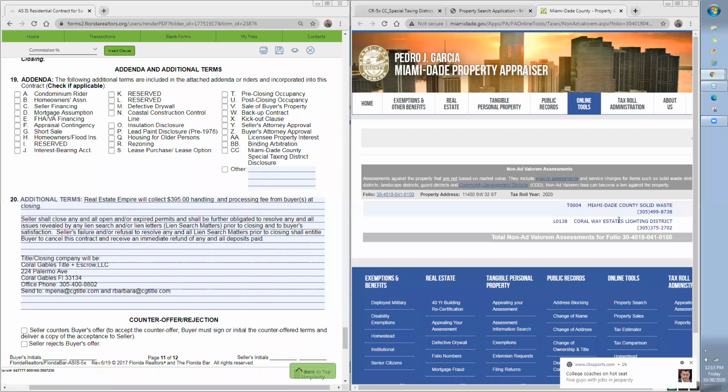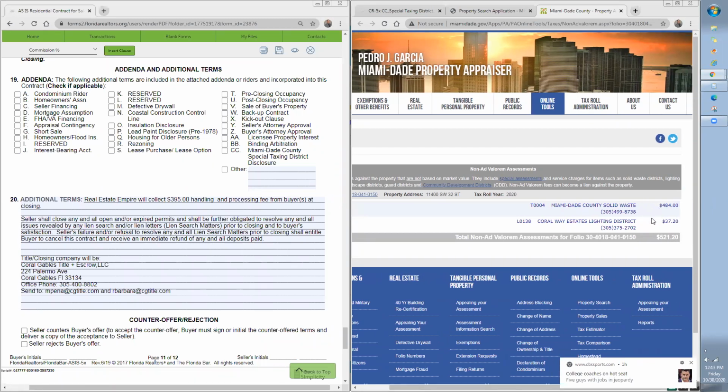It doesn't tell you the price. Oh yeah, it does, sorry. It tells you the price, but that is the taxes annually for these specific items. It's not a special assessment. It is a special taxing that they do.